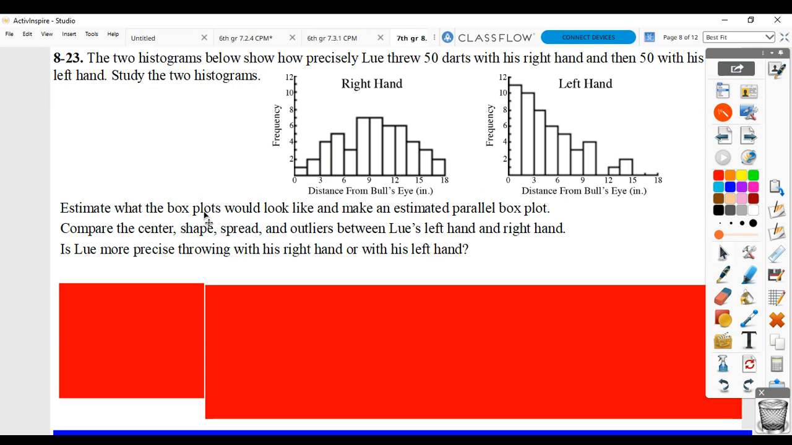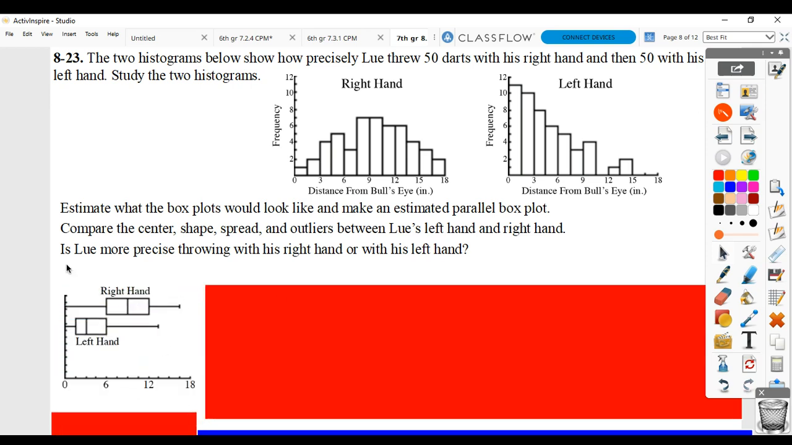So the first thing they wanted you to do was to estimate what the box plots would look like, but I am allowing that to be extra credit. You do not have to do that. But they do want you to compare the center. When you think about center, think about measures of center, like mean, median, shape, spread, and outliers between them, and then decide if he's more precise when he throws with his right hand or his left hand.